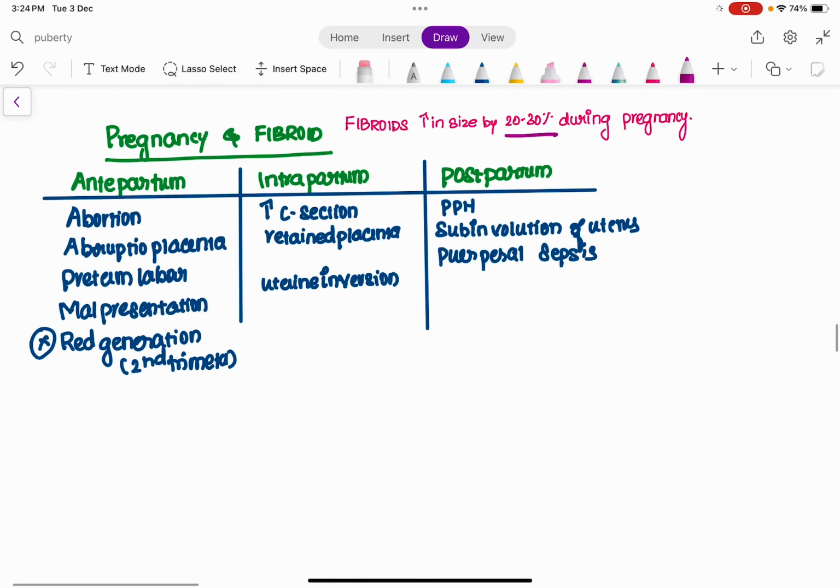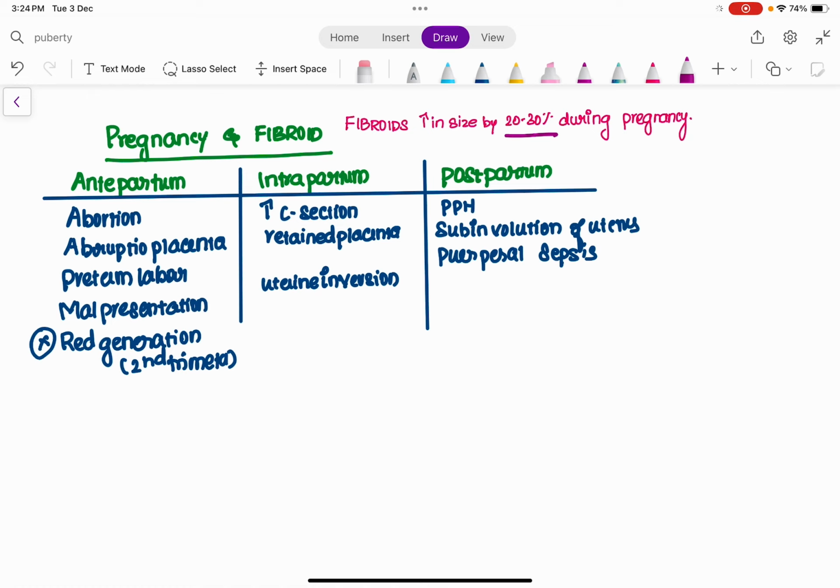Yes. So the most important topic here is pregnancy and fibroid. How pregnancy and fibroid is interrelated. So there could be certain complications when we are discussing about pregnancy and fibroid. So I've divided into antepartum period, intrapartum and the postpartum period. Antepartum period is when the patient is pregnant. Intrapartum period is when the patient is in labor or during delivery process. Postpartum is when the patient has given birth to her child.